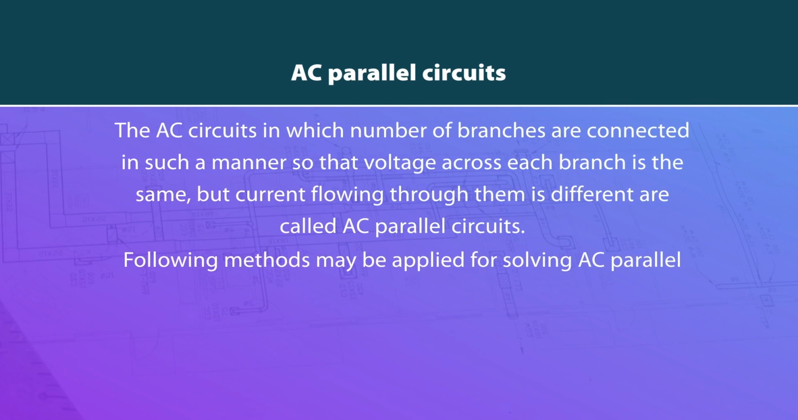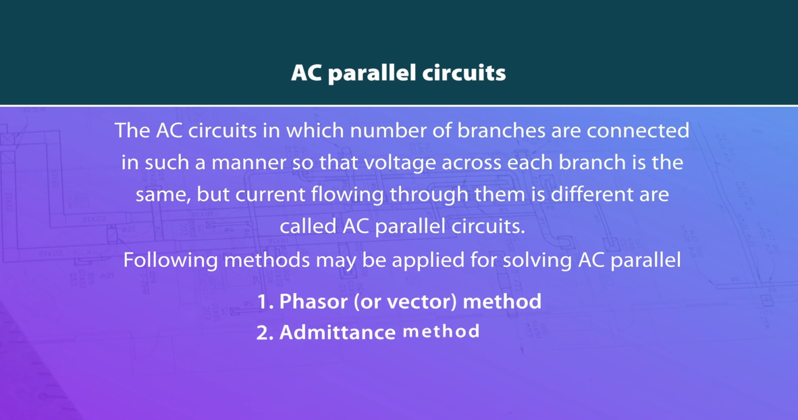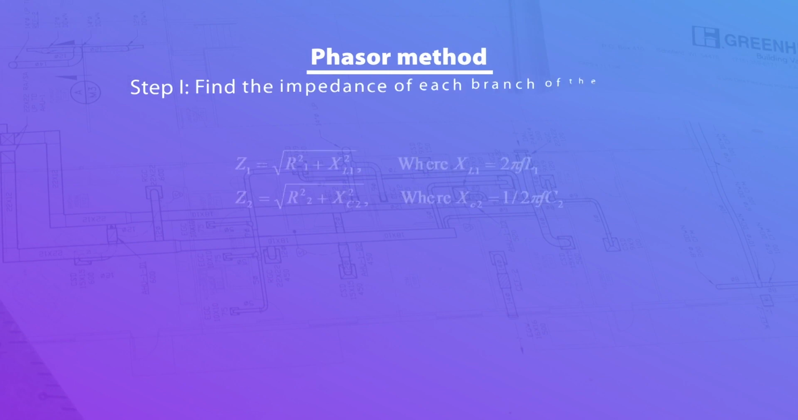The AC circuit in which a number of branches are connected in such a manner that the voltage across each branch is the same but the current flowing through them is different is called an AC parallel circuit. These two methods can be used to solve the AC parallel circuit. The first method is the phasor method, also called the vector method, and the second is the admittance method. First of all, we are going to discuss the phasor method.